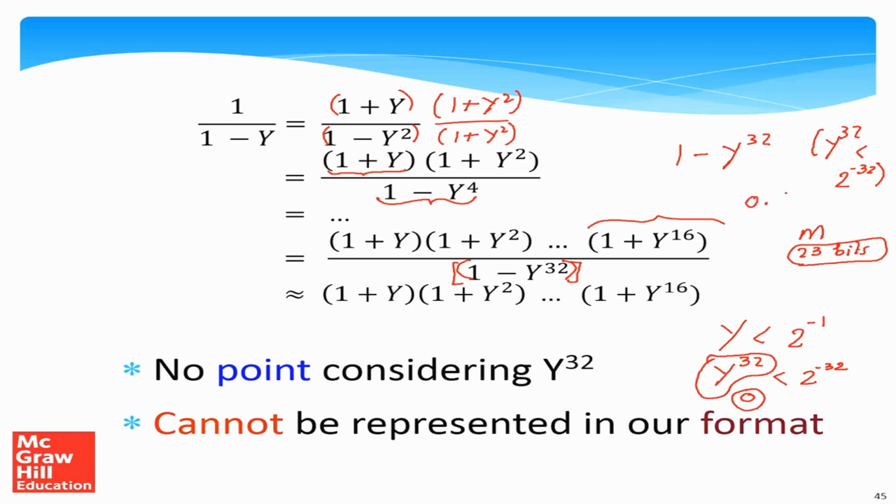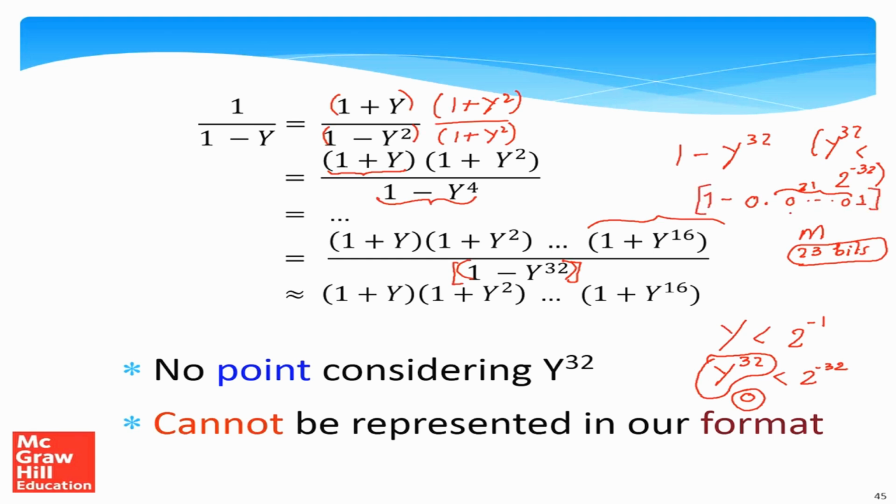Then we have 31 zeros, and then we have a 1. So 1 minus this quantity simply cannot be represented using 23 bits.